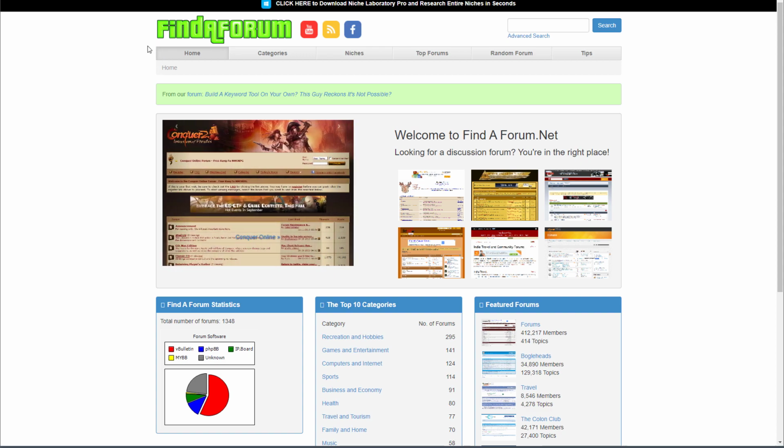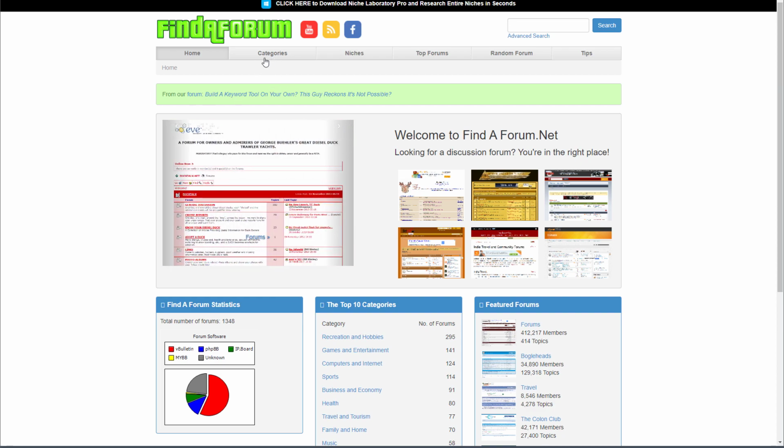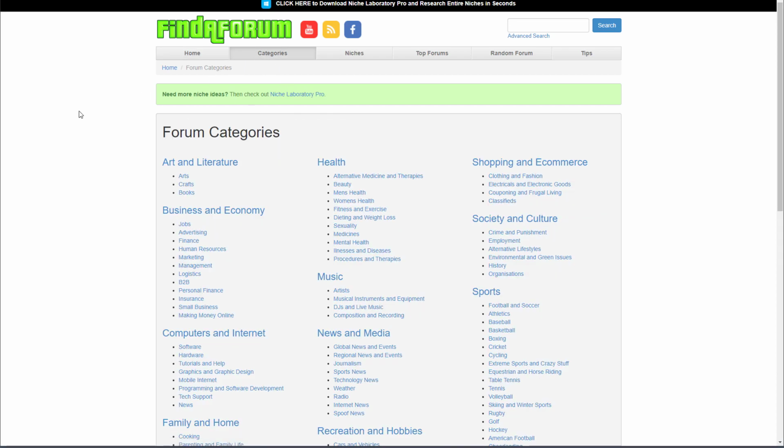So what you want to do is go to findaforum.net and click on categories. And as you can see here, there's a whole bunch of categories.